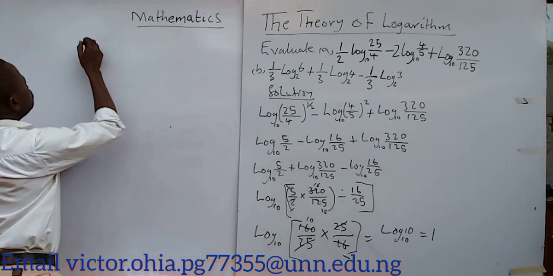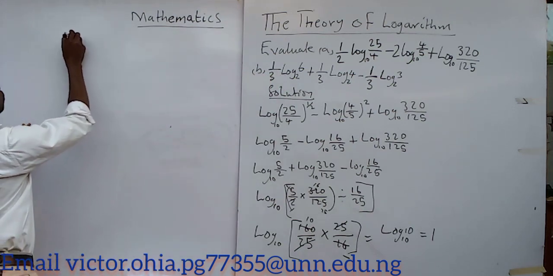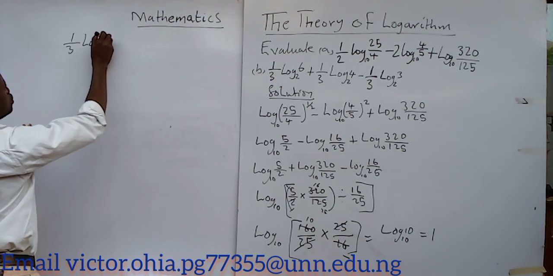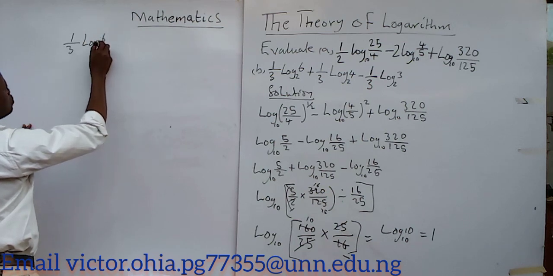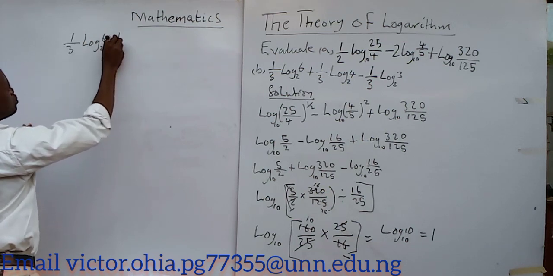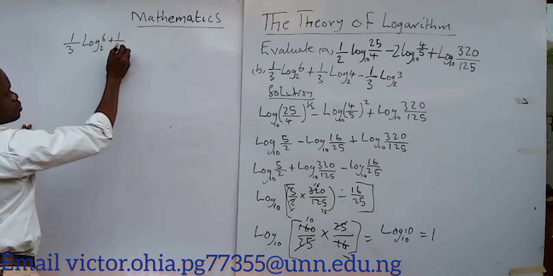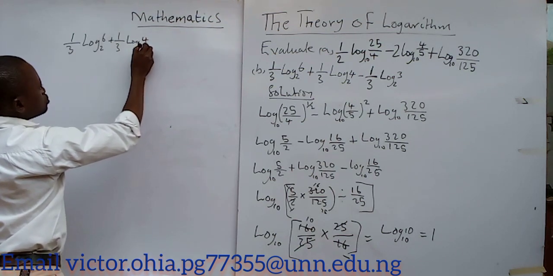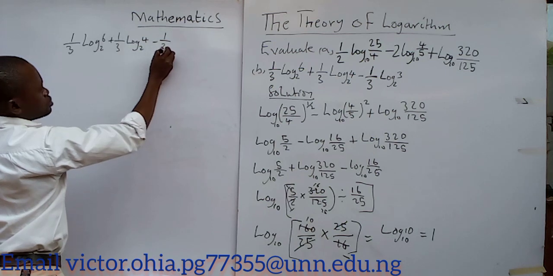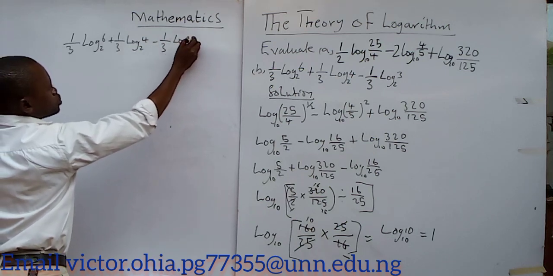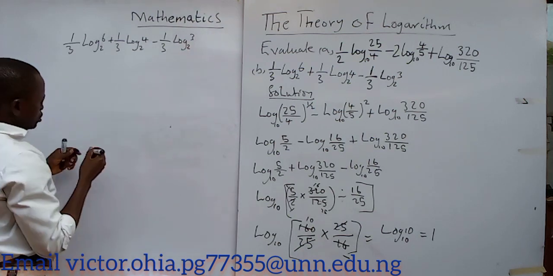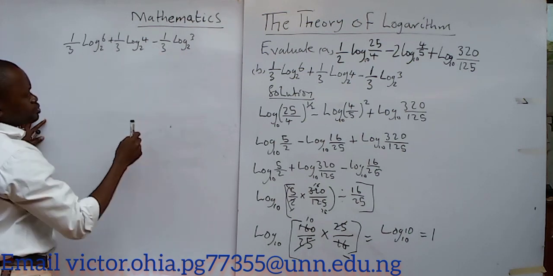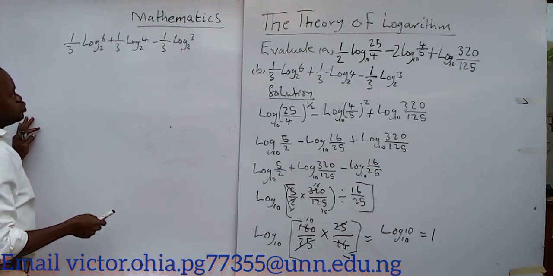Let's look at the second one, B, that says 1 over 3 log 6 in base 2 plus 1 over 3 log 4 in base 2 minus 1 over 3 log 3 in base 2. You see, each of these values are being multiplied by 1 over 3. That is the way I will go.